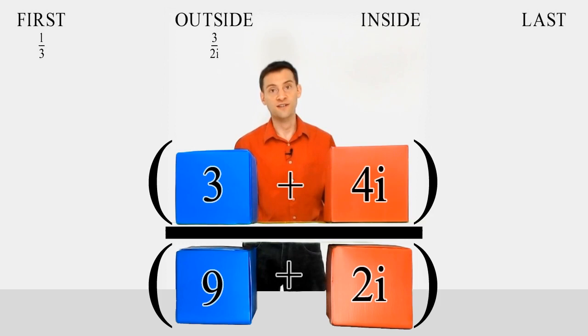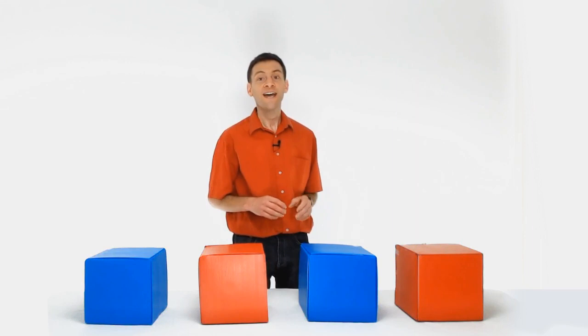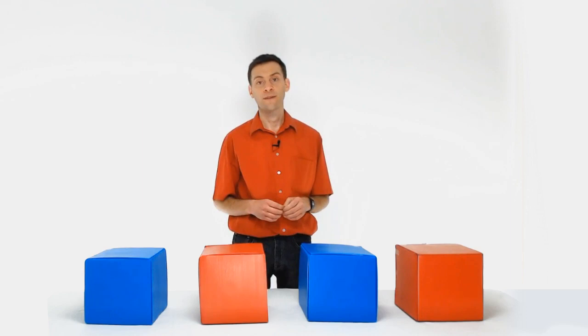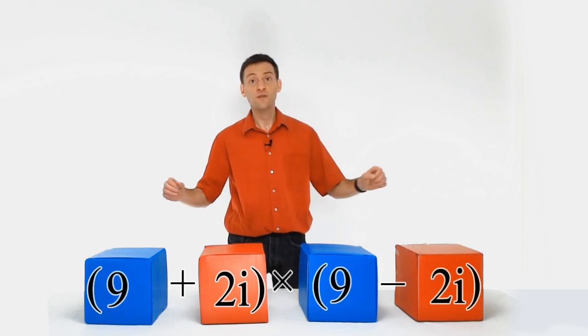The complex conjugate is a nifty little number. Any complex number multiplied by its complex conjugate gives us a real number as the result, no i's to worry about. The complex conjugate of 9 plus 2i is 9 minus 2i. Now, if we multiply these two numbers together using FOIL, this is what we get.